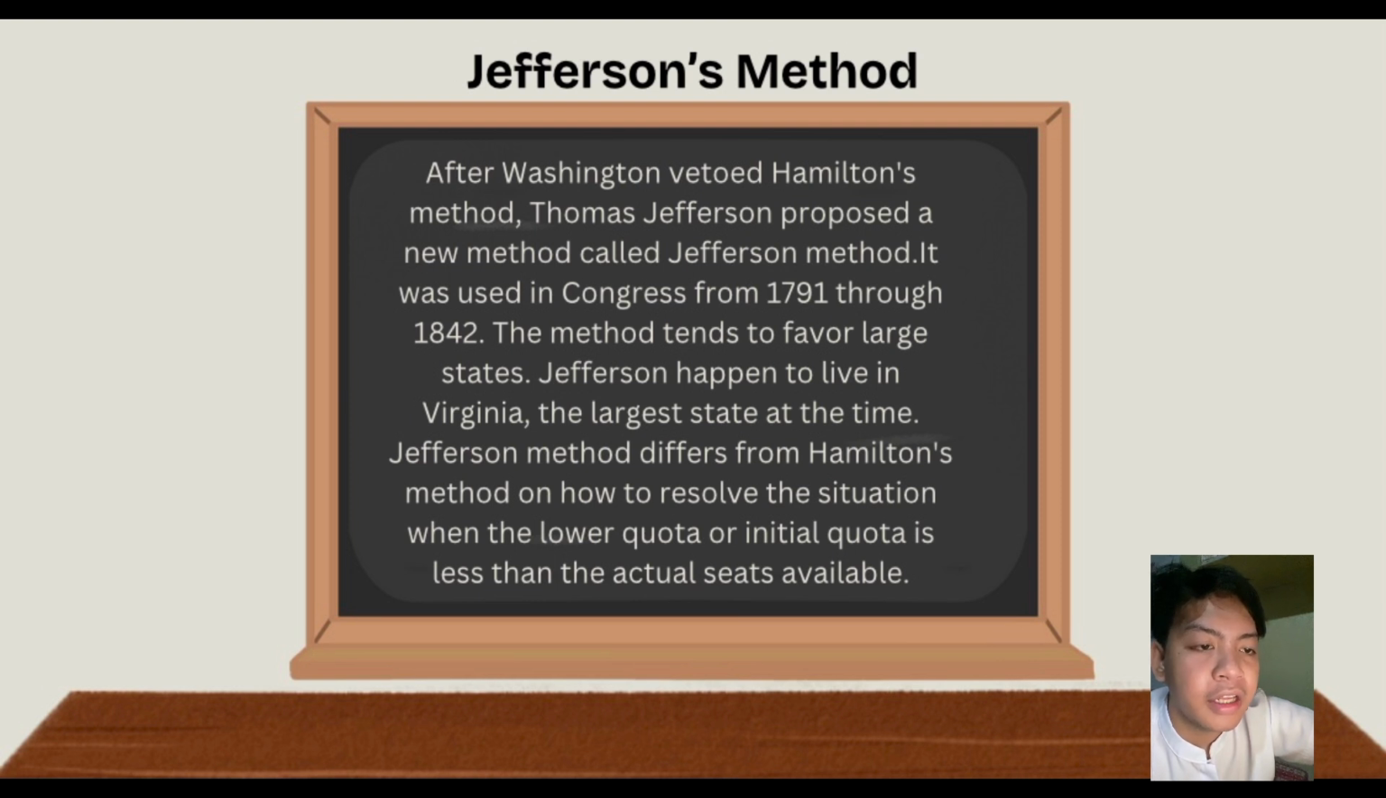The method tends to favor large states. Jefferson happened to live in Virginia, the largest state at the time. Jefferson's method differs from Hamilton's method on how to solve the situation when the lower quota or initial quota is less than the actual seats available.